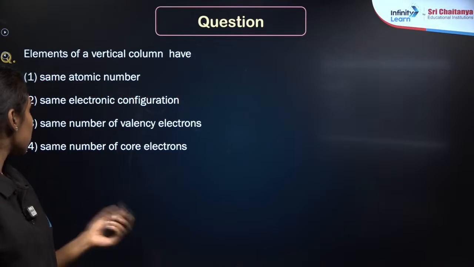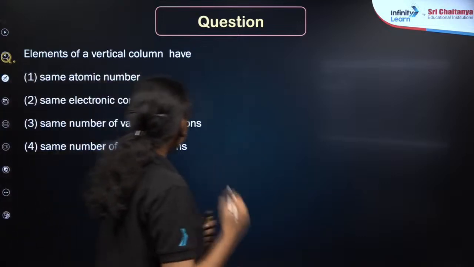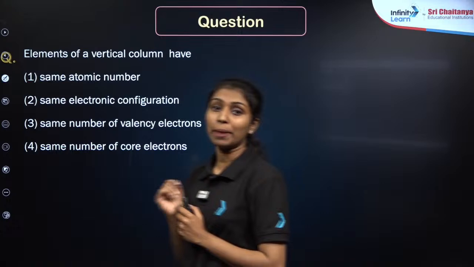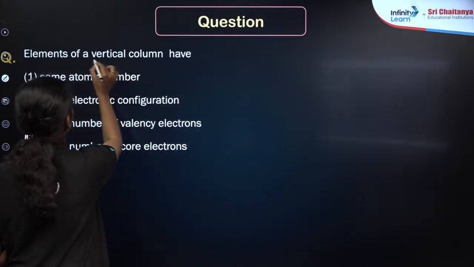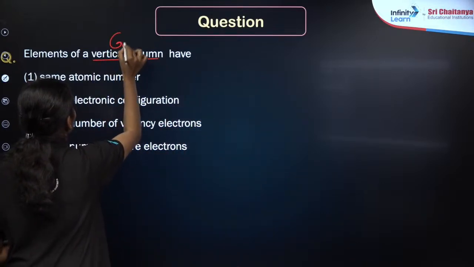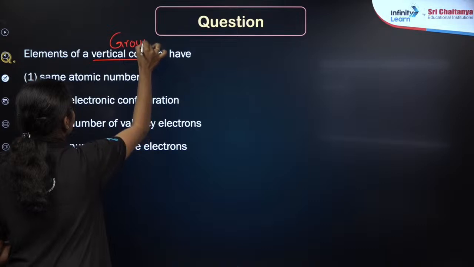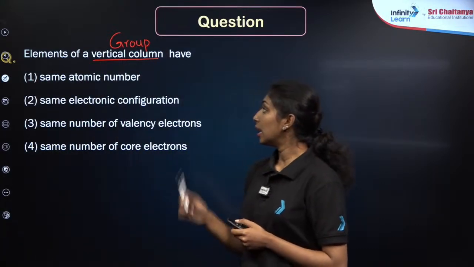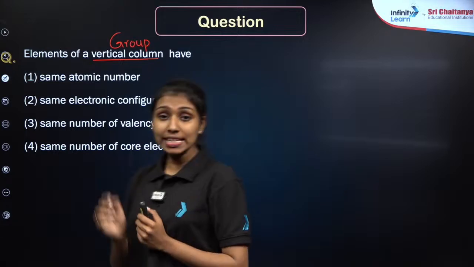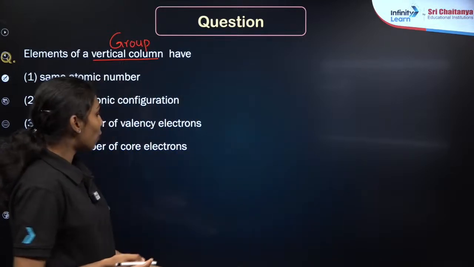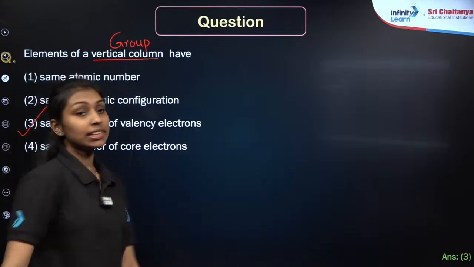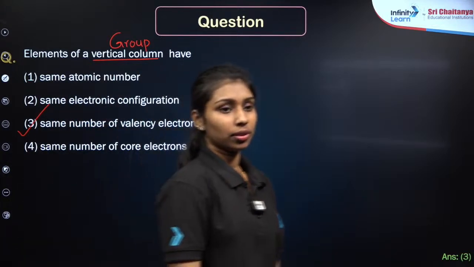Now let me move to the next question. The elements of a vertical column have, or group. The elements of a vertical column always have the same number of valency electrons, right? Same number of valency electrons. Which means option 3 will be the correct answer here.